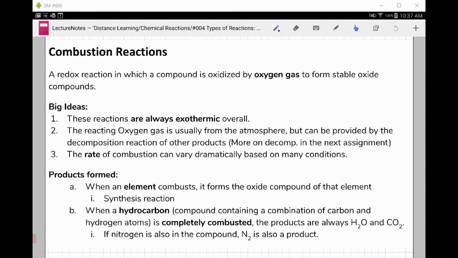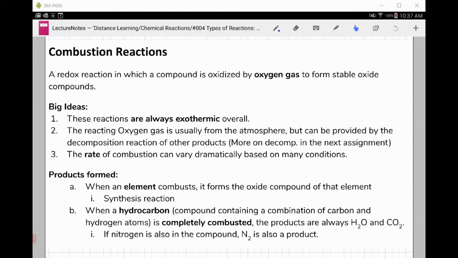However, usually when we think of combustion reactions such as gasoline, candles, campfires, all of those kinds of things, the compound that's being oxidized is often what we call a hydrocarbon, and it's a compound that contains a mixture of carbons and hydrogens in different ratios. And sometimes, depending on the product, there could also be some nitrogen in there sometimes.